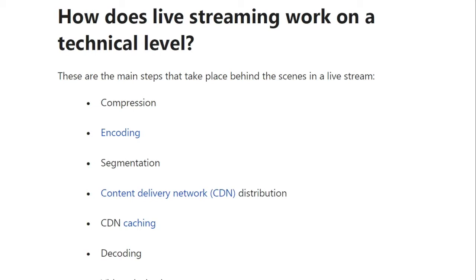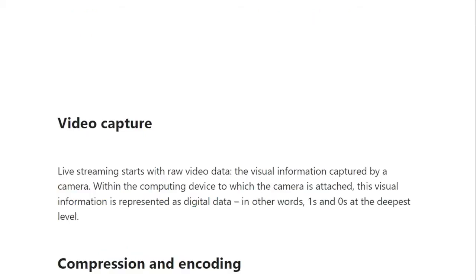The segmentation is not done by you. The content delivery is not done by you. The CDN caching is not done by you. The decoding is not done by you. But the compression has to be configured by you because you are the one producing the live stream. The encoding will also be done by you because you are the one sending the information. But the segmentation of the information you have sent to the live stream will be done by the network which you are using to do the live stream.